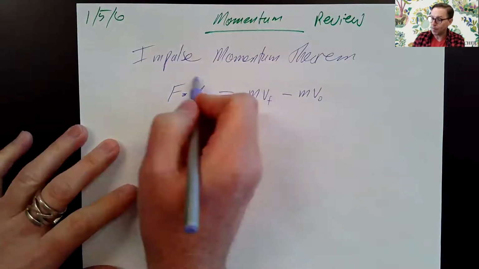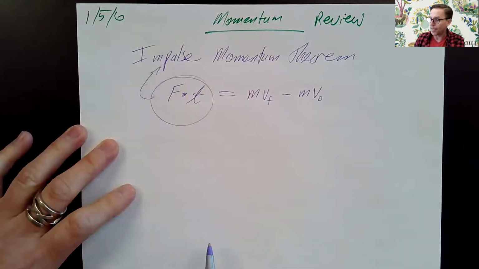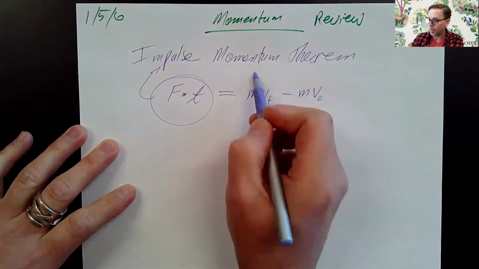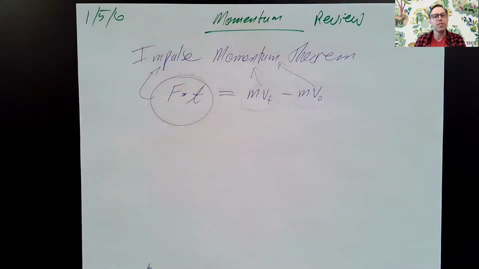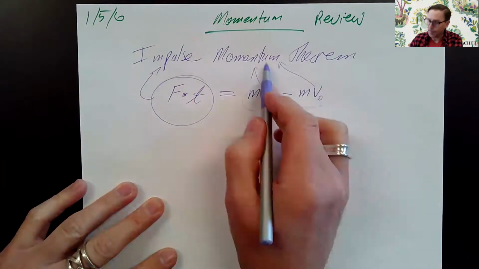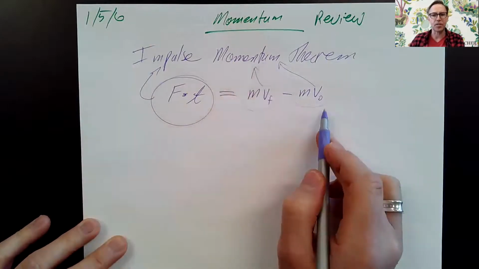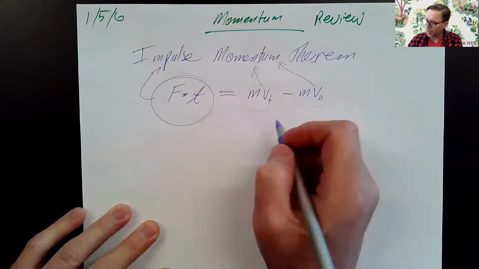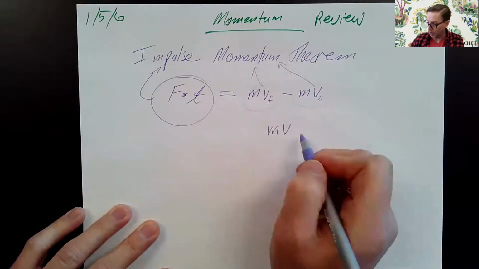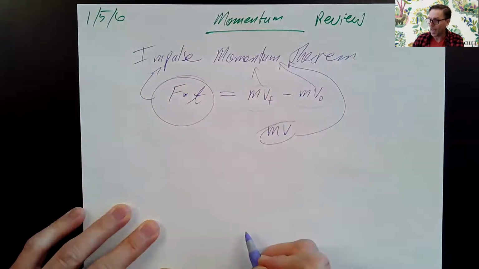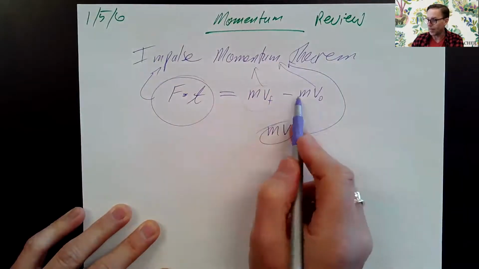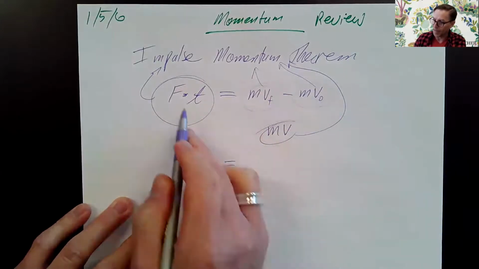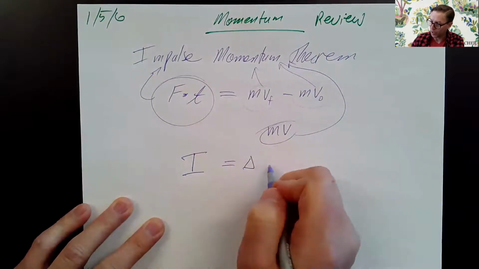And we decided to name this product impulse, and we decided to name this product momentum. There was a time when I circled this and said, that's momentum, and people misunderstood. We call mass times velocity momentum. Therefore this is the final momentum and this is the initial momentum. So a shorter way of writing this, now that we have these names, is impulse equals change in momentum.